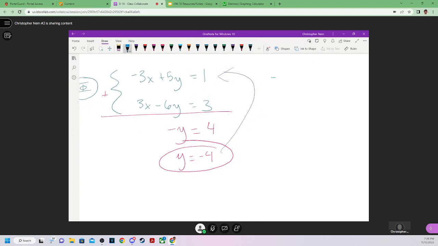If I plug into the first one, I get negative 3x plus 5 times negative 4 equals 1. Negative 3x plus or minus 20 equals 1. Negative 3x equals 21. X is equal to 7. We got all of our variables. So now my solution after elimination is going to be 7 comma negative 4.